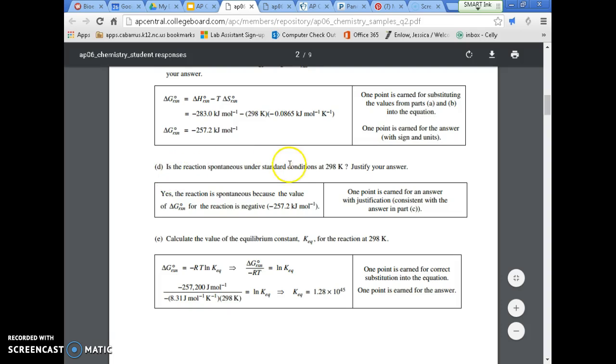So D, is the reaction spontaneous under standard conditions? Yes, because delta G is negative, so it's spontaneous. It's going to happen. You just put them together, it's going to happen.